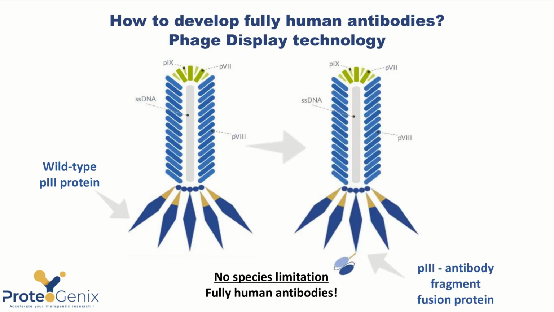So basically, phage display is a wonderful technique which won the Nobel Prize for Chemistry in 2018, whereby we can take a bacteriophage, a virus which infects bacteria, and so which is of no threat to humans, and modify the wild-type P3 protein of the phage to form a fusion protein with an antigen-recognizing antibody fragment. Since there is no species limitation, we can modify these phages with entirely human antibody fragments, which we can then use for the development of fully human monoclonal antibodies.